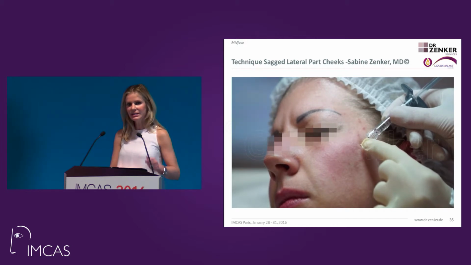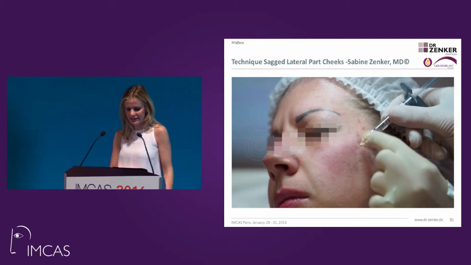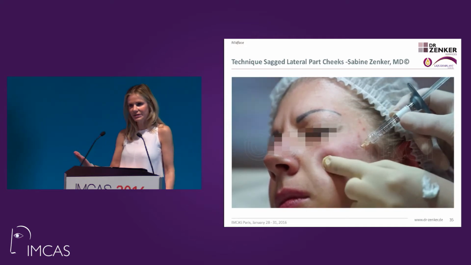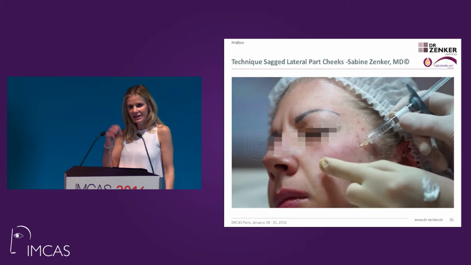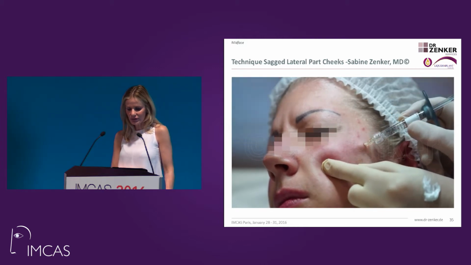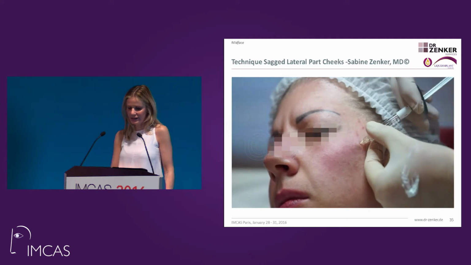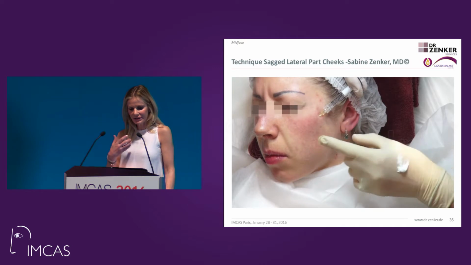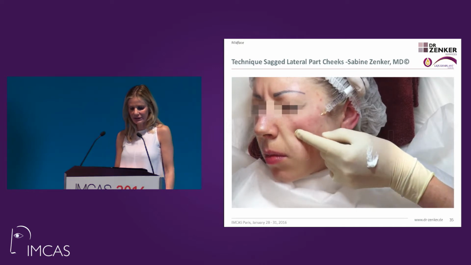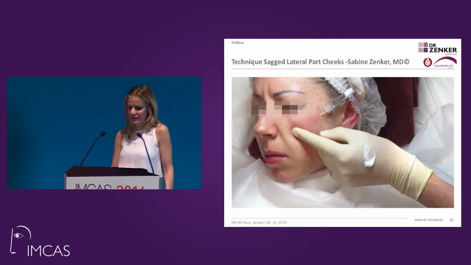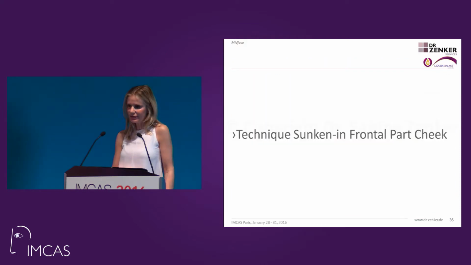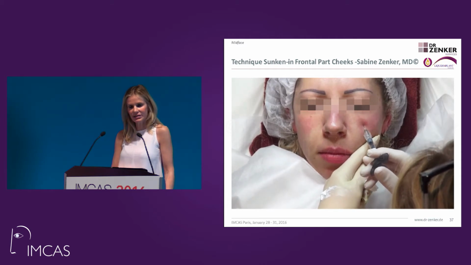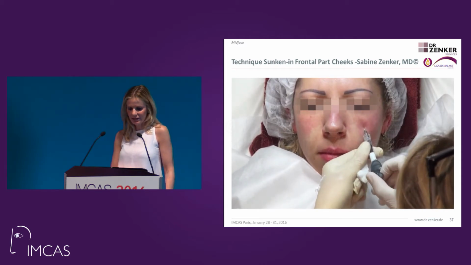Then turn the cannula down, in this case, to make sure that the positioning of the liquid implant cutis is on the bone. Control again where the tip of the cannula is located and use a light pressure on the plunger and inject this volumizing and shaping product to the designated area. The technique for the sunken-in frontal part, in this case, is shown by bolusing the area.